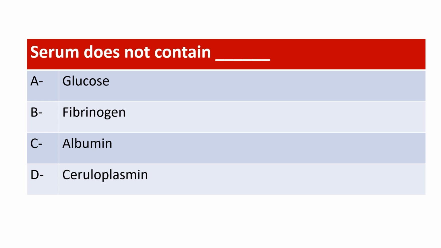Serum does not contain what? Glucose, fibrinogen, albumin, or ceruloplasmin. What will your answer be? Yes, you are correct. The answer is fibrinogen. Serum is blood free of clotting factors and therefore does not contain fibrinogen, because fibrinogen is converted into fibrin during clotting and becomes part of the clot. Therefore, the correct answer is B.